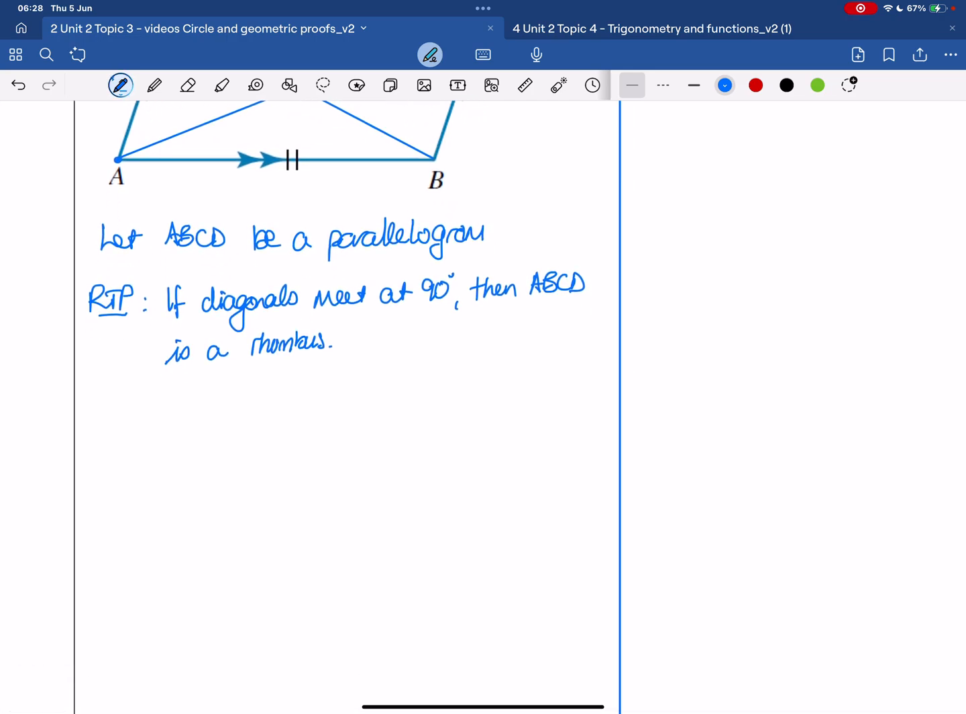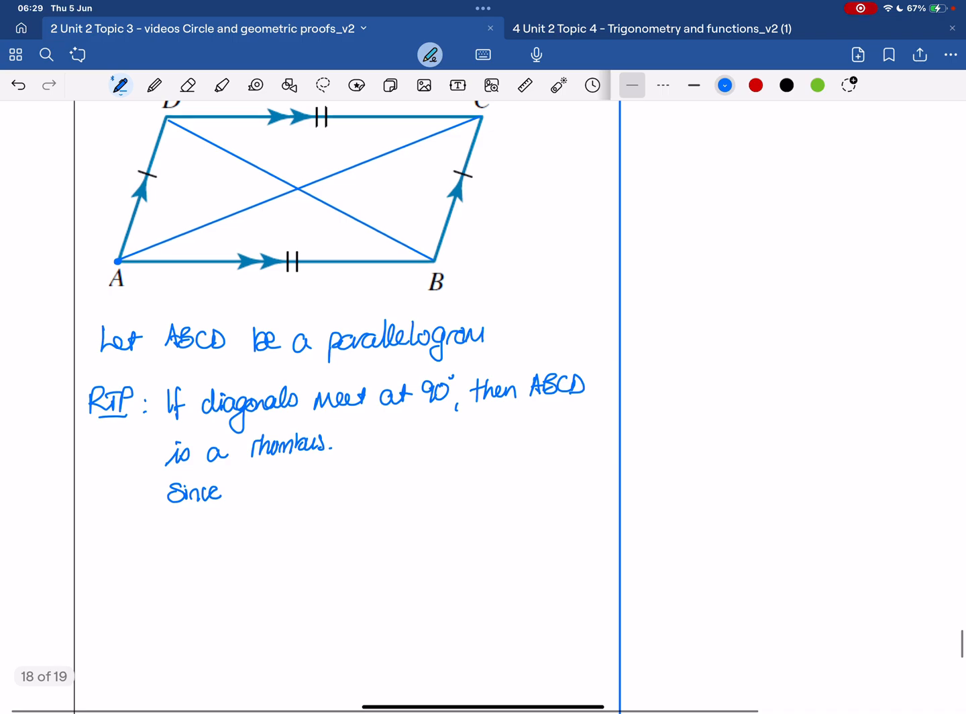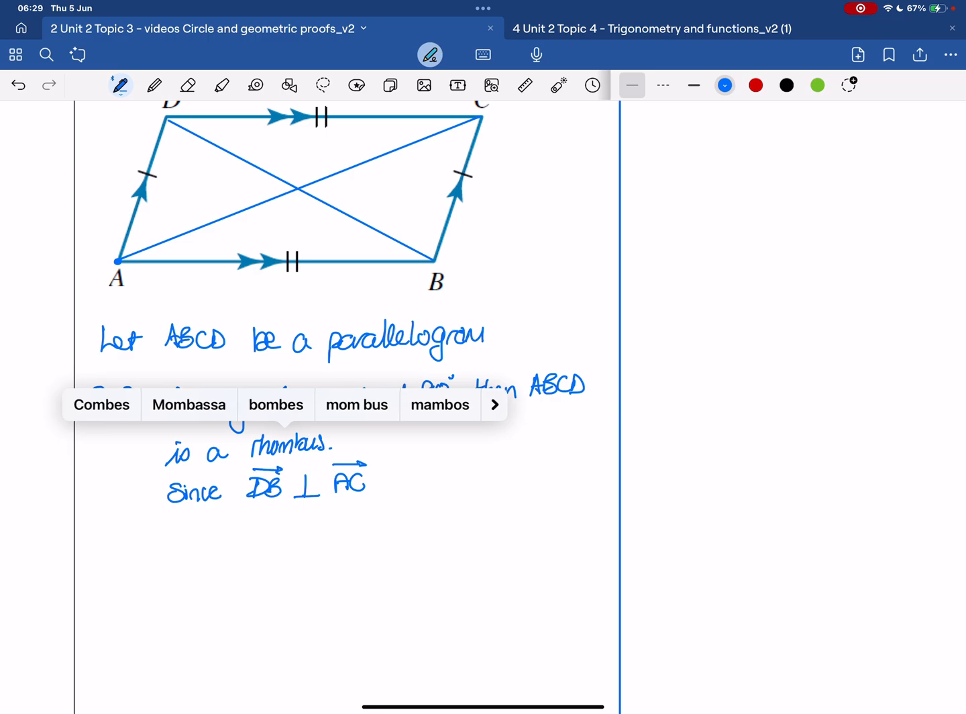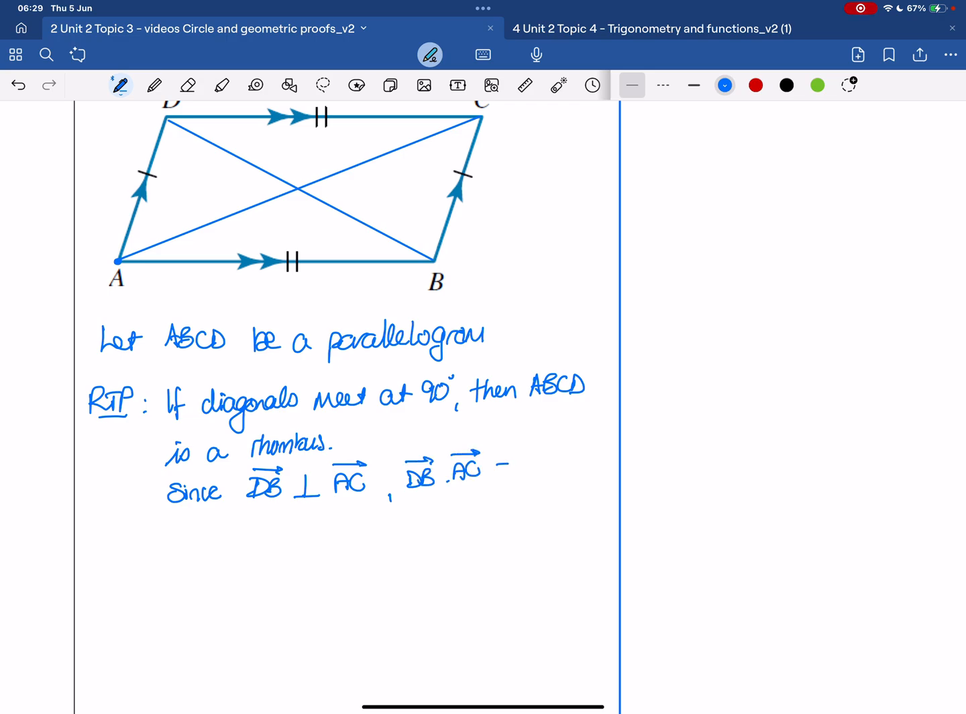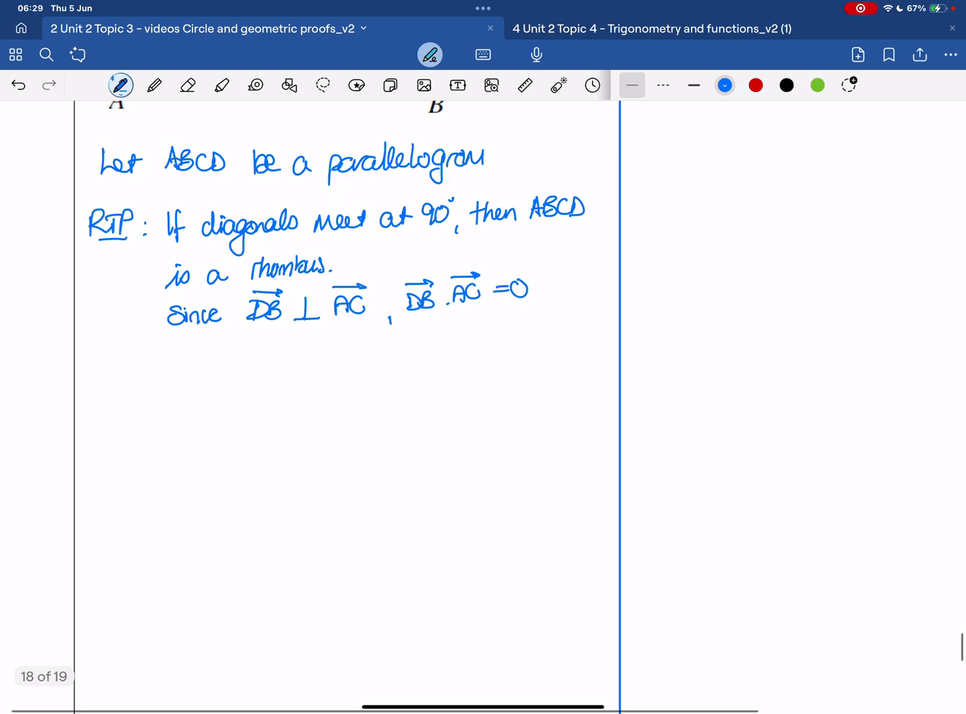Remember that for lines that are perpendicular to each other, our dot product is equal to 0. So we're saying that the diagonals do meet at 90 degrees. So since DB is perpendicular to AC, our dot product is going to be equal to 0. Okay.